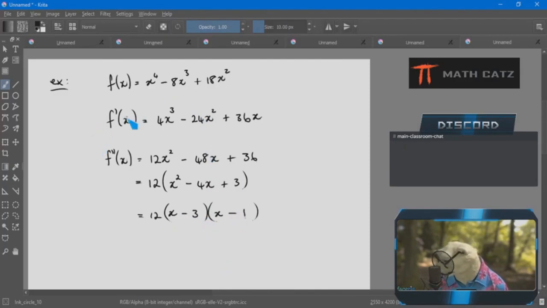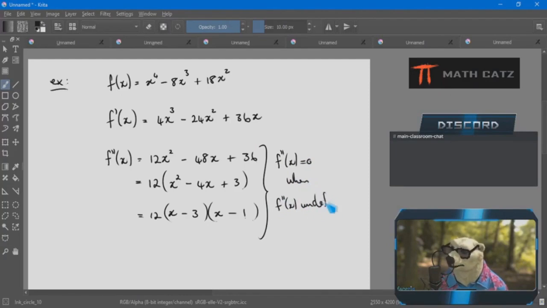I'm going to do almost everything exactly the same. It's just going to apply to the second derivative. I'm going to again check where the second derivative is equal to 0 and where the second derivative is undefined. Now I know for this it's a polynomial, it's never going to be undefined, but there are going to be some functions where I need to check both, right? Where is the second derivative 0? Clearly when x is 1 and 3. Okay.